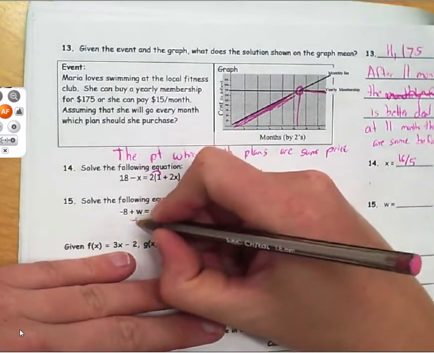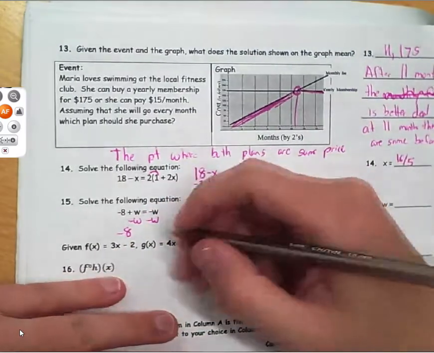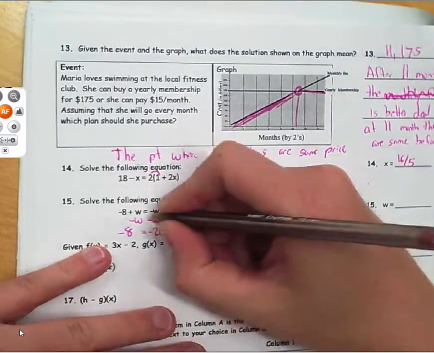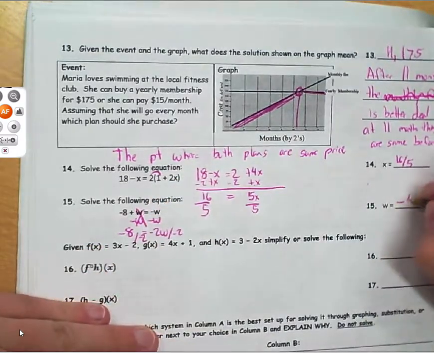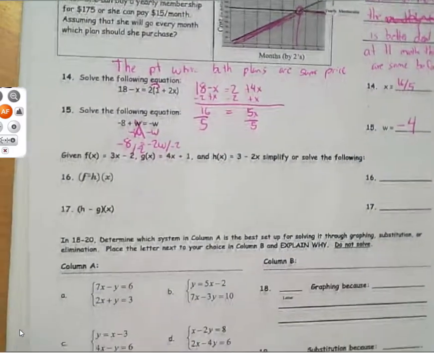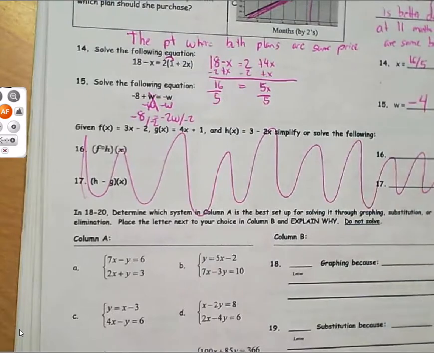This one, minus the w from both sides, get negative 8 is equal to negative 2w, divide by negative 2, and I get w equals negative 4. All right, these ones I said skip, and I'm not relenting, we'll learn that later.